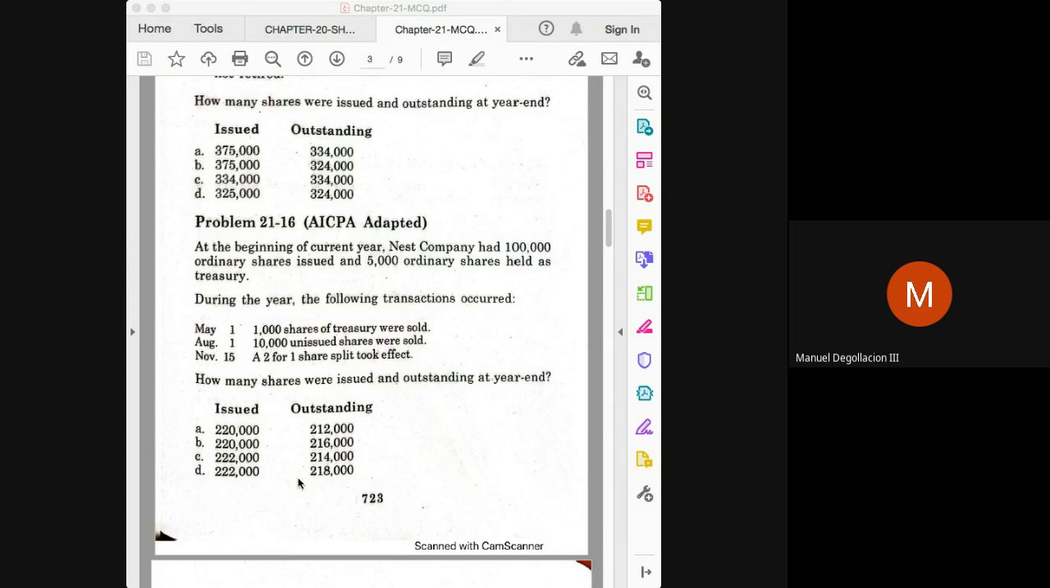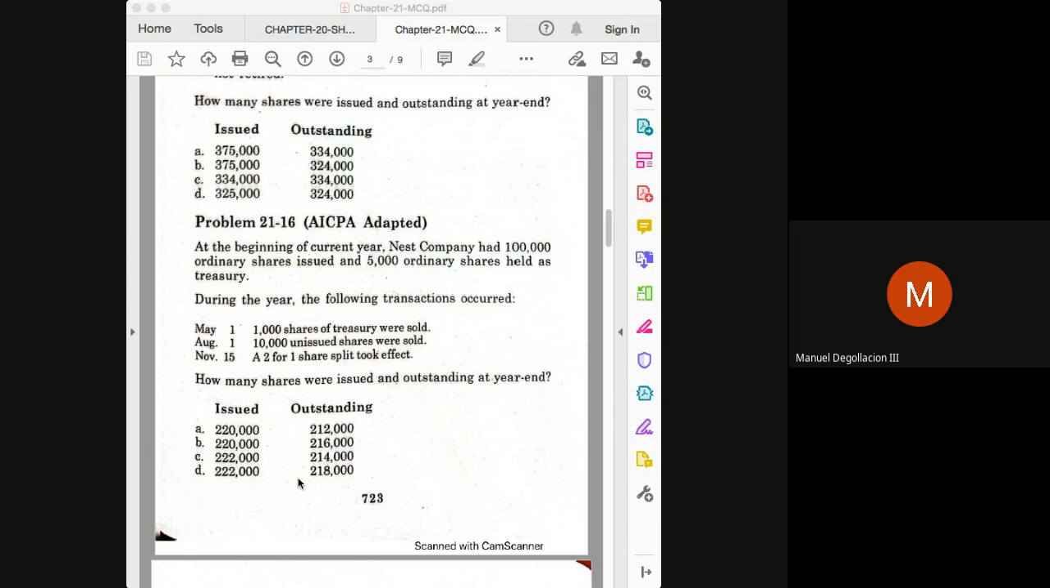And what happened on November 15? There's a 2-for-1 share split. So our 110,000 issued shares will now be 220,000. Now to solve for the outstanding shares, just deduct your treasury shares from your issued shares. We already have our issued shares at 220,000. We just need to solve for our treasury shares. Our treasury shares at the start of the year was 5,000. And then what happened on May 1? We sold 1,000. So that means remaining treasury shares would be 4,000.